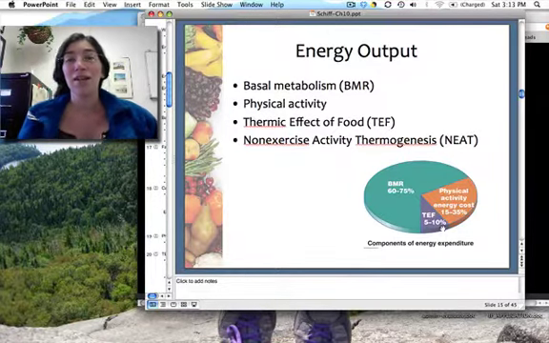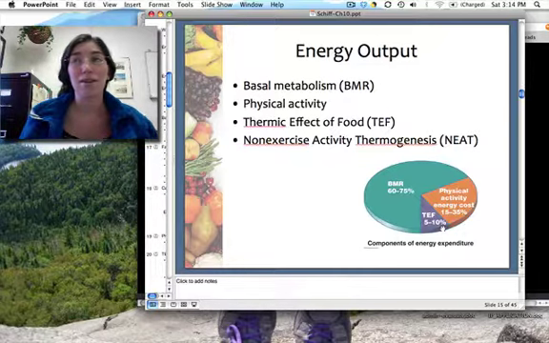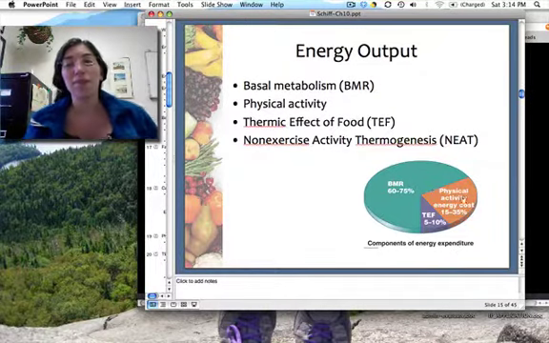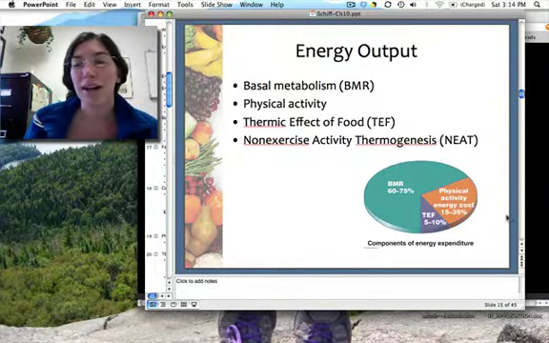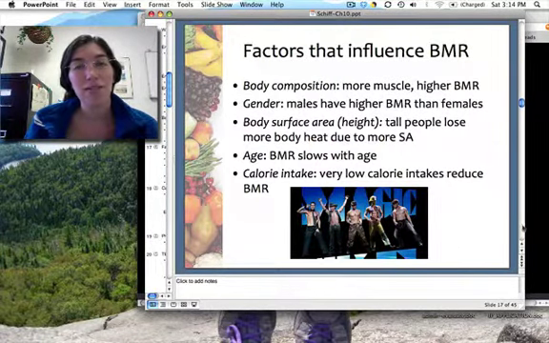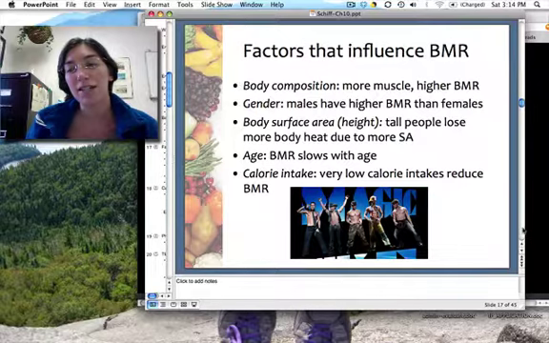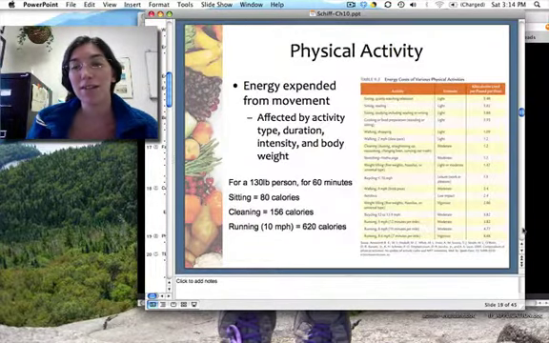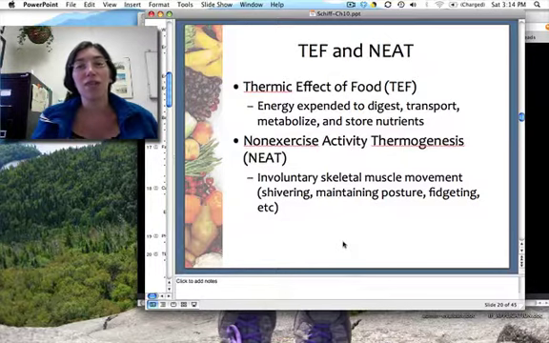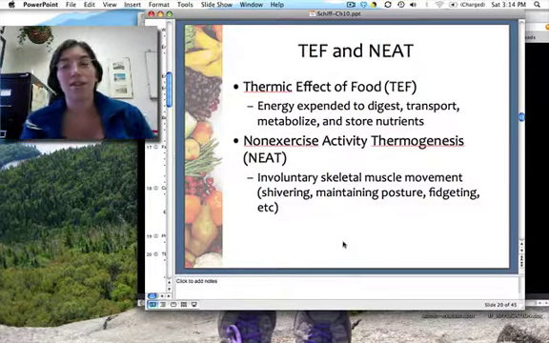So it's small, but it's not insignificant. The last thing, NEAT, N-E-A-T. In this pie chart and a lot of different textbooks, they'll sort of lump that into the physical activity component because it's very small and it varies for different people. So what NEAT is, it's non-exercise activity thermogenesis, and essentially it's heat that's generated from involuntary skeletal muscle movement.